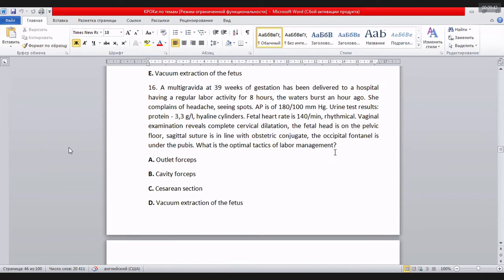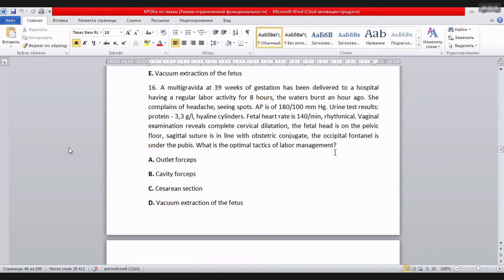Number 16. A multigravida at 39 weeks of gestation has been delivered to hospital having regular labor activity for 8 hours. The water burst an hour ago, they mean amniotic fluid. She complains of headache, seeing spots, BP 180 to 100, urine test results: protein 3.3, hyaline cylinders, fetal heart rate 140 rhythmic. Vaginal examination revealed complete cervical dilation.